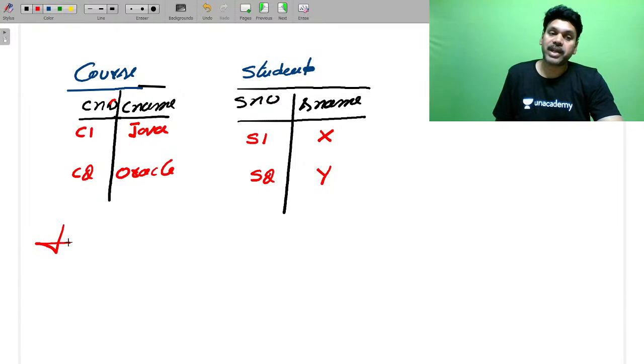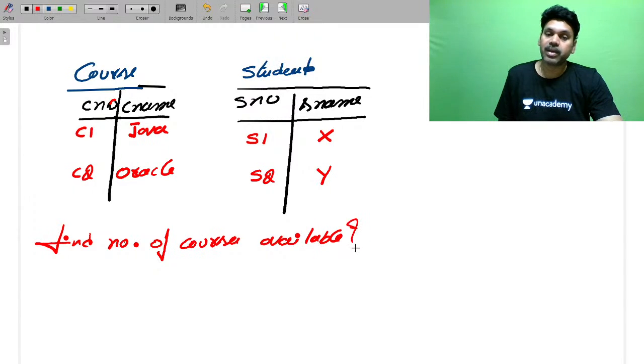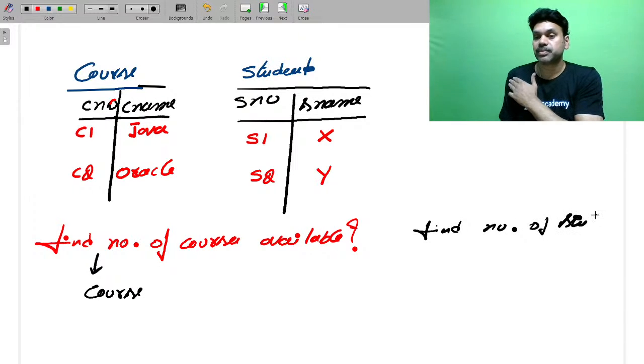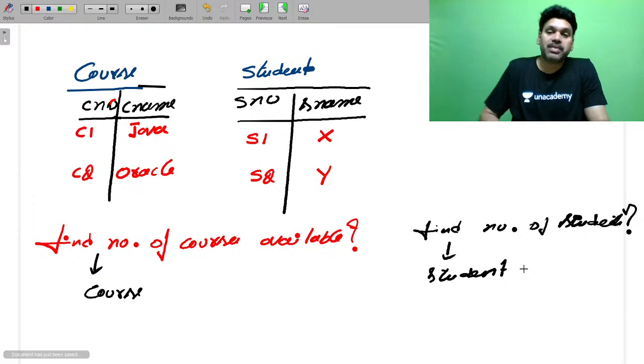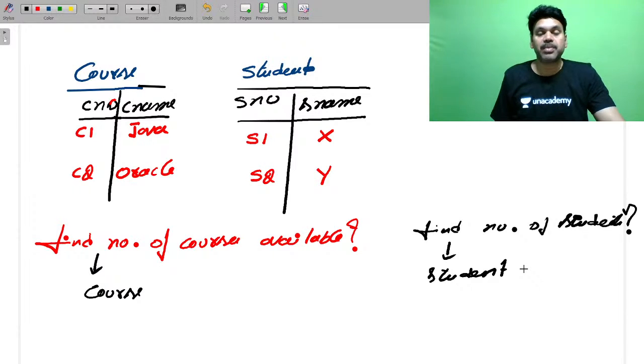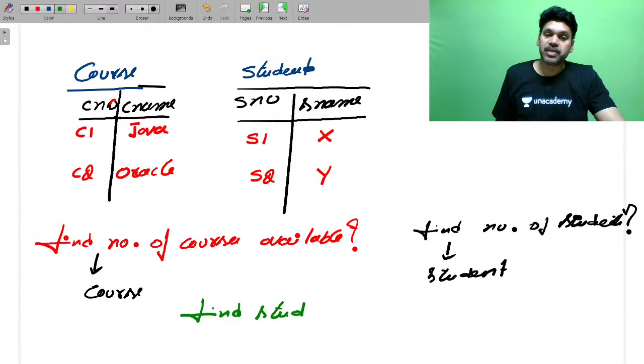When I say find the number of courses available, you will get this information from the course instance, no doubt. If I'm asking to find the number of students available, I'm going to get this information from the student table. The student table alone can give you data about students, and the course table alone can give you information about courses. Now I want to ask you a good question: find the students who joined for the Java course.